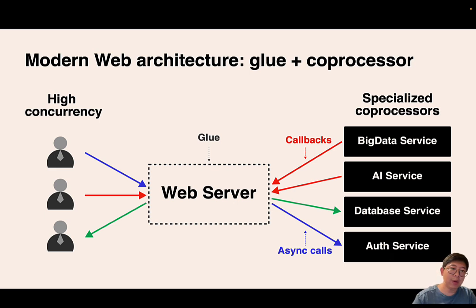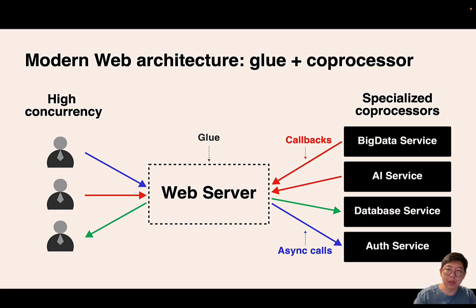So, over the last 20 years, the entire Web 2 world has evolved into this modern web architecture with glue and coprocessors. So web server now act as a coordination point to receive users' requests with high concurrency, and then turn around and issue asynchronous calls, essentially messages, to specialized back-end coprocessors such as big data services, AI services, database services, authentication, and all of that.